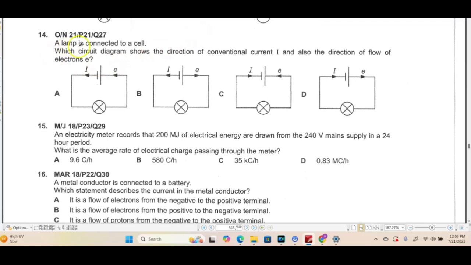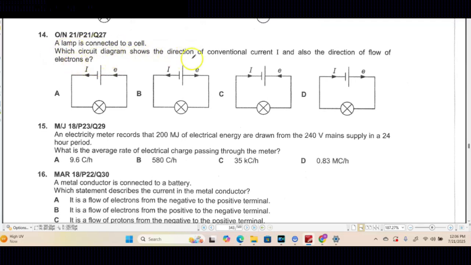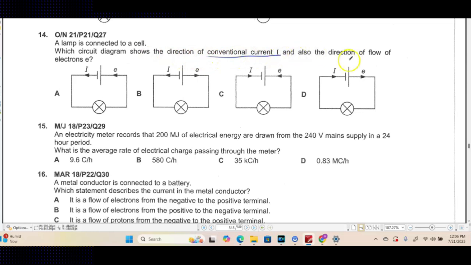Question number 14. A lamp is connected to a cell. Which circuit diagram shows the direction of conventional current I and the direction of flow of electrons? Now conventional current always flows from the positive end of the battery to the negative end. Over here it's flowing from the negative end, so this is not correct. Over here as well, this is not correct. Over here, it has flowed from the positive terminal to the negative terminal. Let's see the electrons. Yes, electrons have flown from the negative terminal to the positive terminal. So C is going to be our correct option.